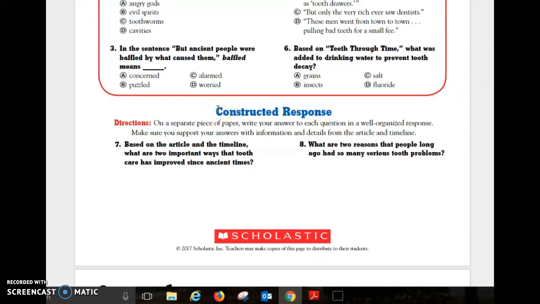Constructed response. Number 7. Based on the article and the timeline, what are 2 important ways that tooth care has improved since ancient times? Number 8. What are 2 reasons that people long ago had so many serious tooth problems?